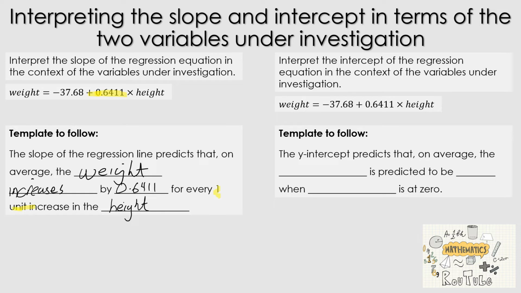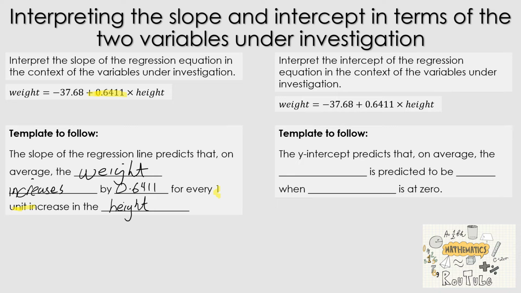And every year students lose marks for not indicating that it's for every 1 unit increase. So just say for an increase, or they might say for every 10 increase, but it's really important when you're interpreting the slope, it's for every 1 unit increase, or in this case, for every 1 increase in height in centimeters. Okay, so just be specific with the type of information you're given there. So again, use that template there.